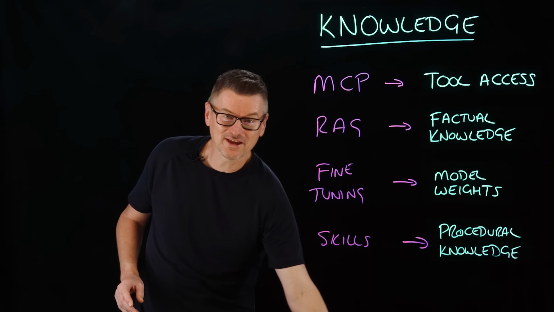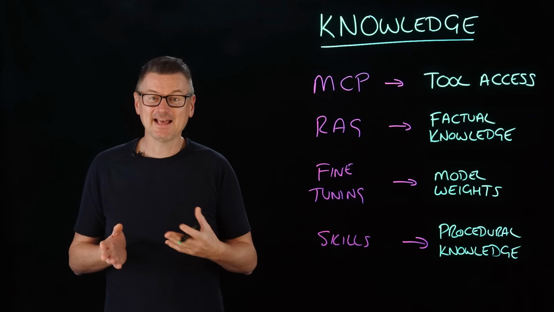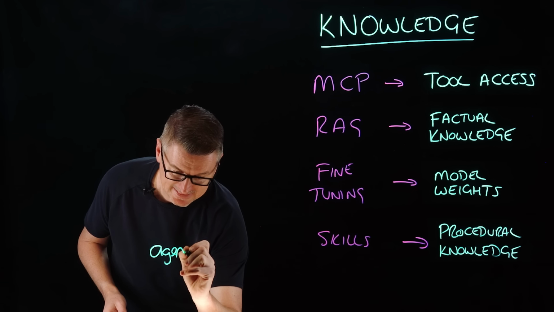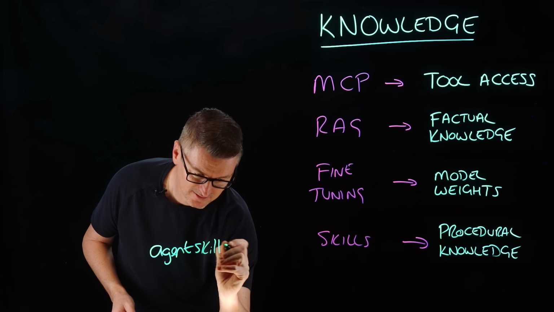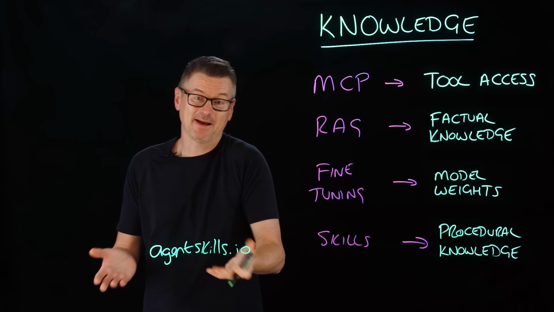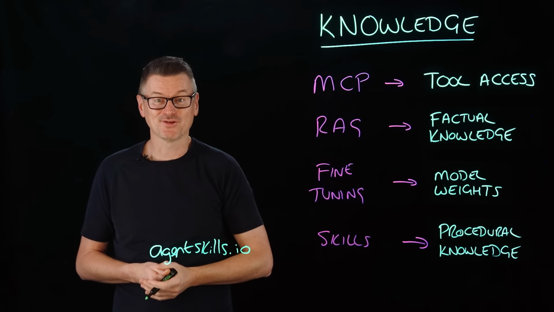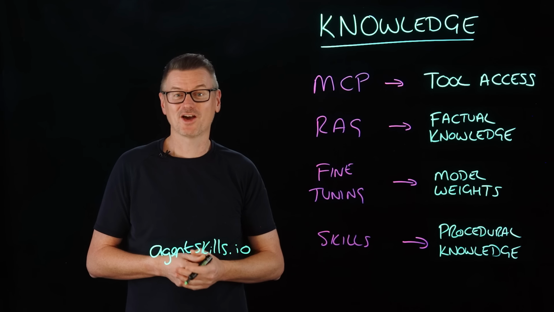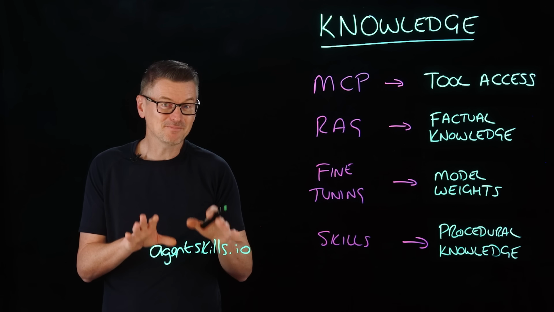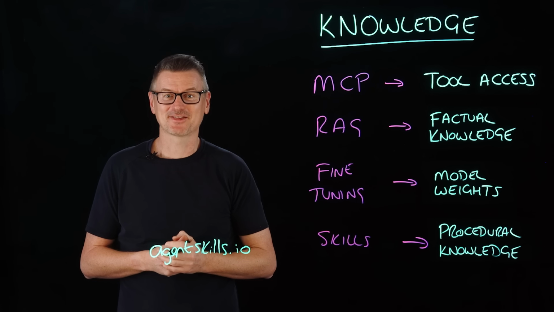Now, one more thing to say about skills is that the skill.md format is an open standard, and it's published at agentskills.io, and that's an Apache 2.0 licensed project, and it's adopted across a bunch of AI platforms like Claude Code and OpenAI Codex and many other tools. So a skill built for one platform works on any platform that supports this spec.